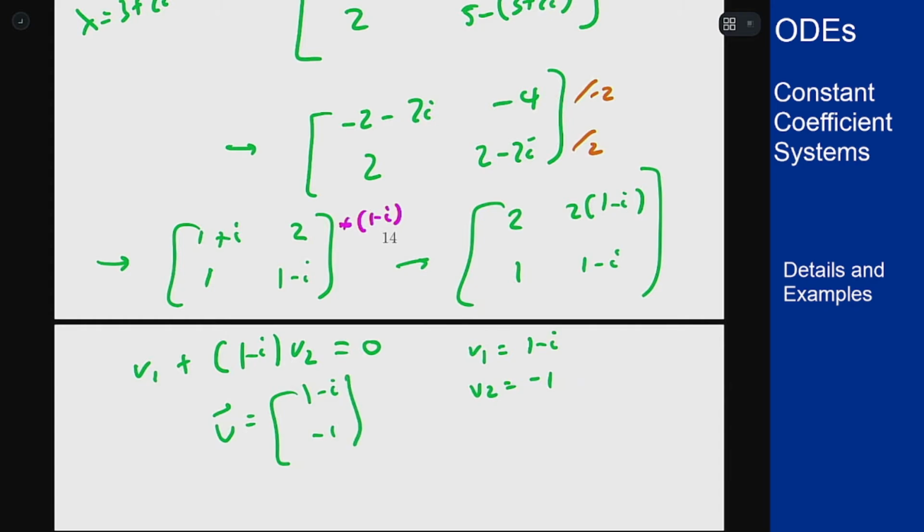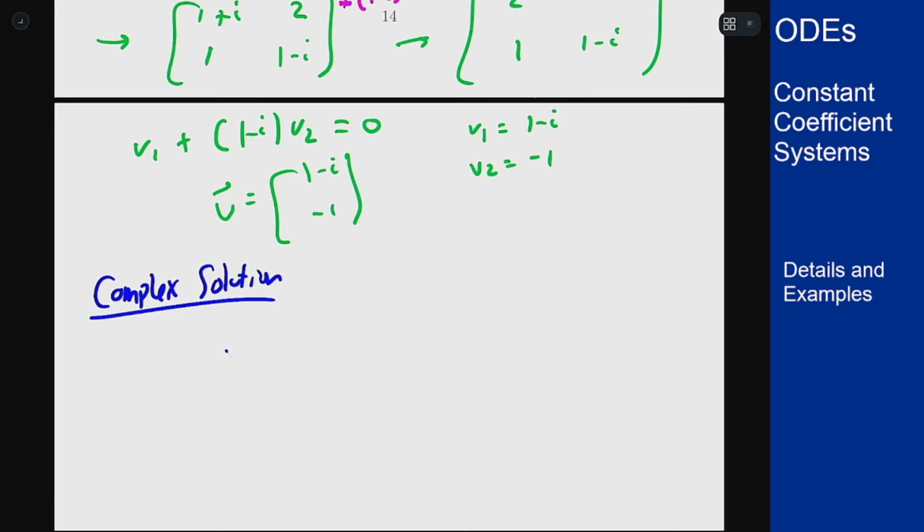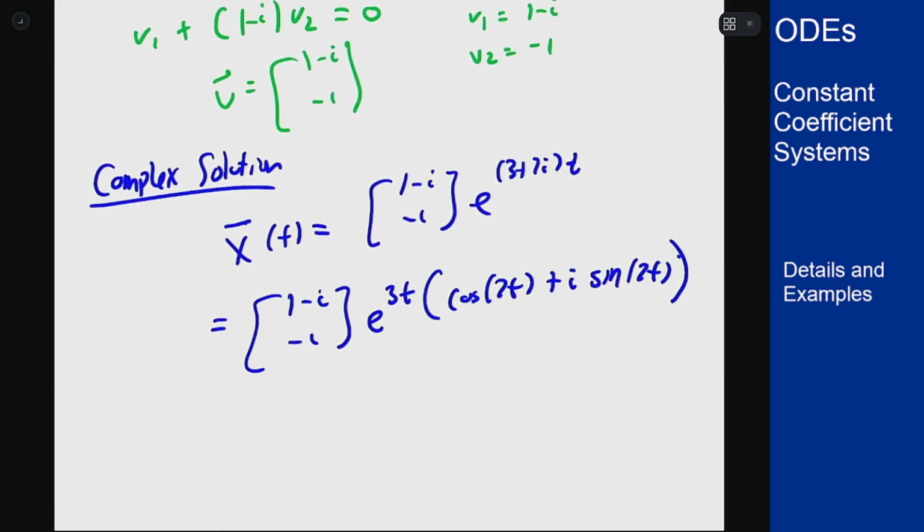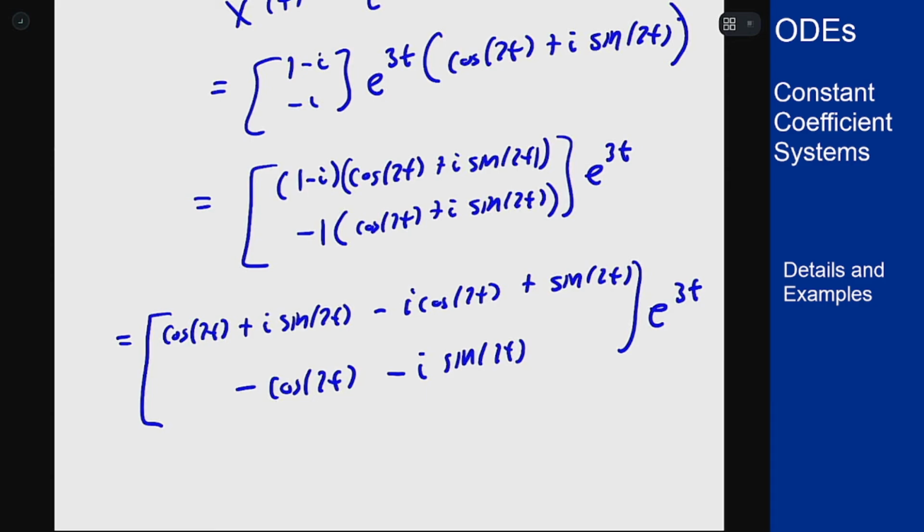Now this means that I have a complex solution of the form x of t equals (1 minus i, minus 1) e to the (3 plus 2i) t. Now I have to break this up into real and imaginary parts to get my two real solutions that I can use to write my general solution. So we apply Euler's formula, splitting the e to the 2it into cosine 2t plus i sine of 2t. Then we are going to distribute this into both the top and bottom part of the vector and FOIL this top row out. Then I can divide this into real and imaginary parts to get my two separate solutions.